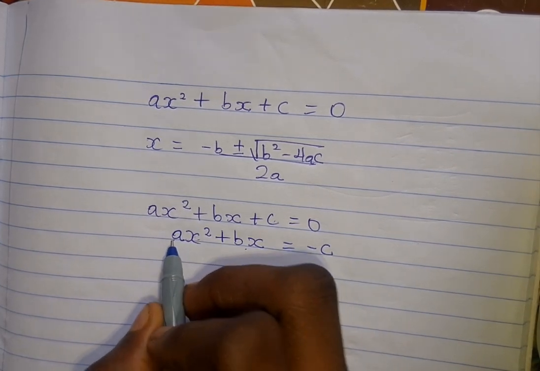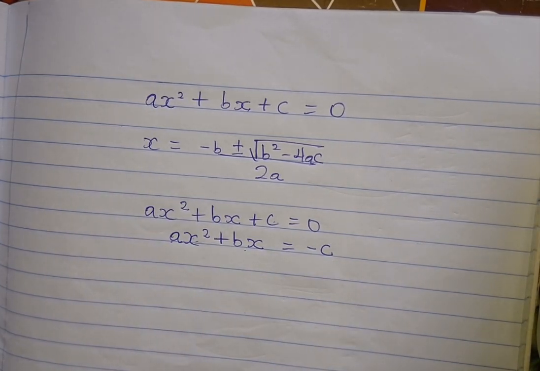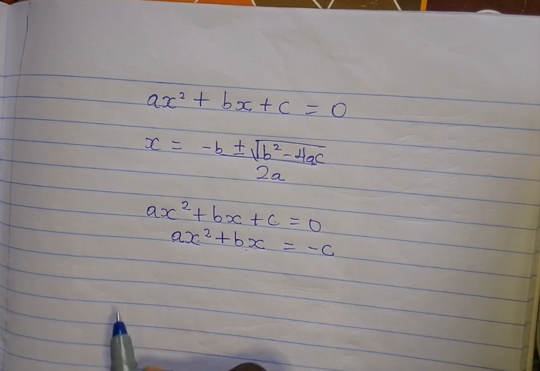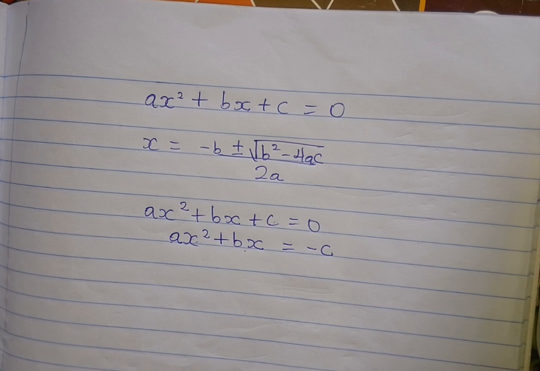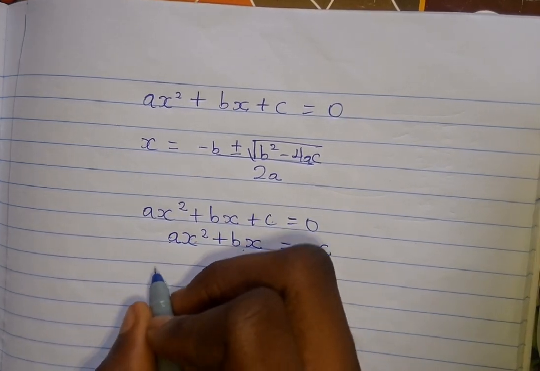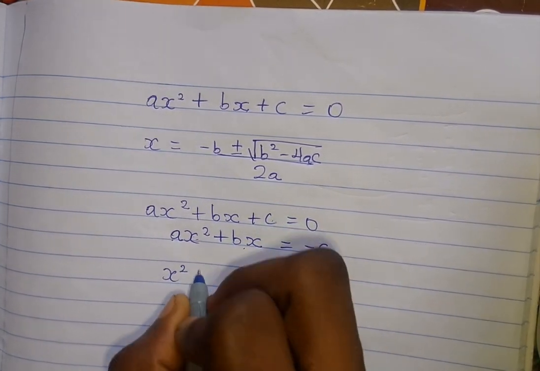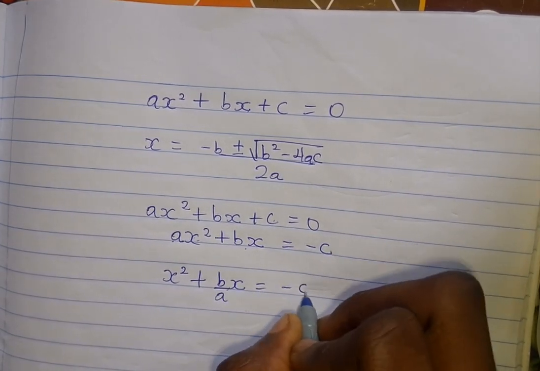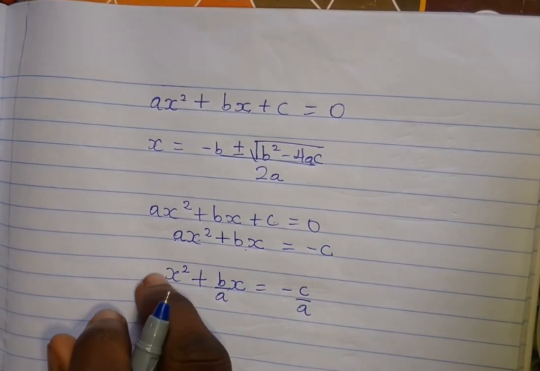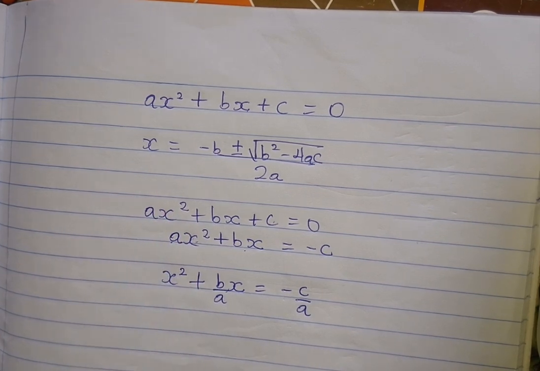Since x square has a coefficient, we must divide through by that coefficient. So when you are solving this and you see a question, they will usually put a number in front of x square, and you are told to do completing the square, make sure you divide through the equation by that number. So we divide through, so it becomes x square plus b over a x equals minus c over a. We no longer see a here because a has cancelled a.